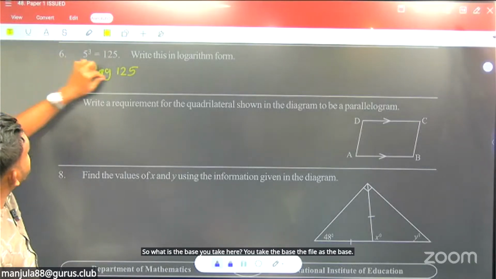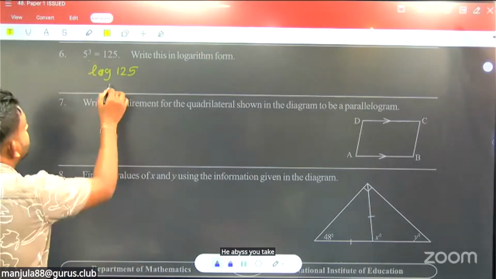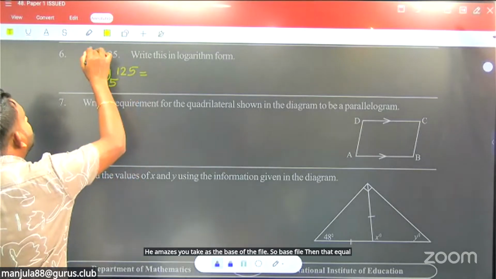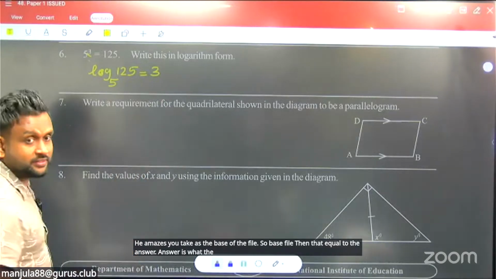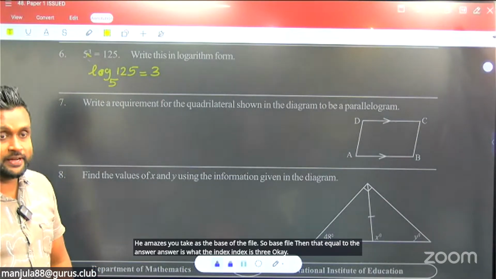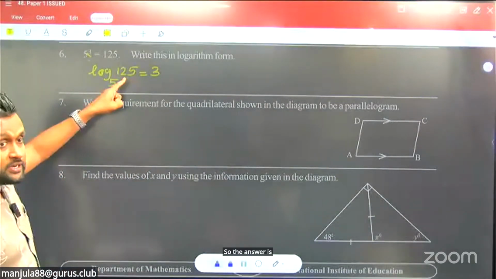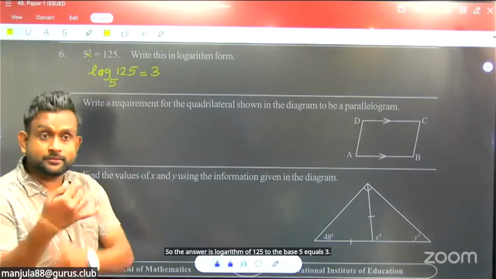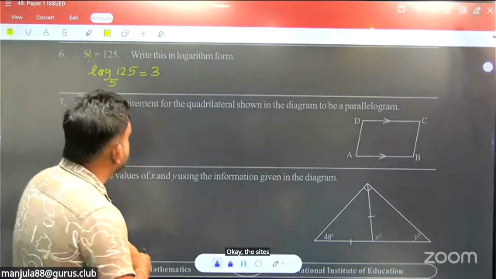So base 5, then that equals the answer. The answer is the index, which is 3. So the answer is the logarithm of 125 to the base 5 equals 3. Okay, the sides can be exchanged, no problem.